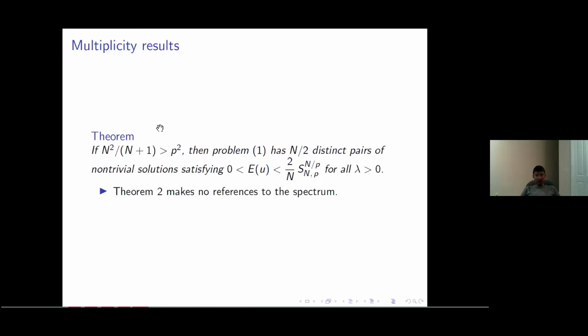If this first inequality, n squared over n plus 1 bigger than p squared, is satisfied, then the problem has n over 2 distinct pairs of non-trivial solutions for all positive lambda. So these two theorems are our main results. And in the remaining time, I will try to outline the proofs.